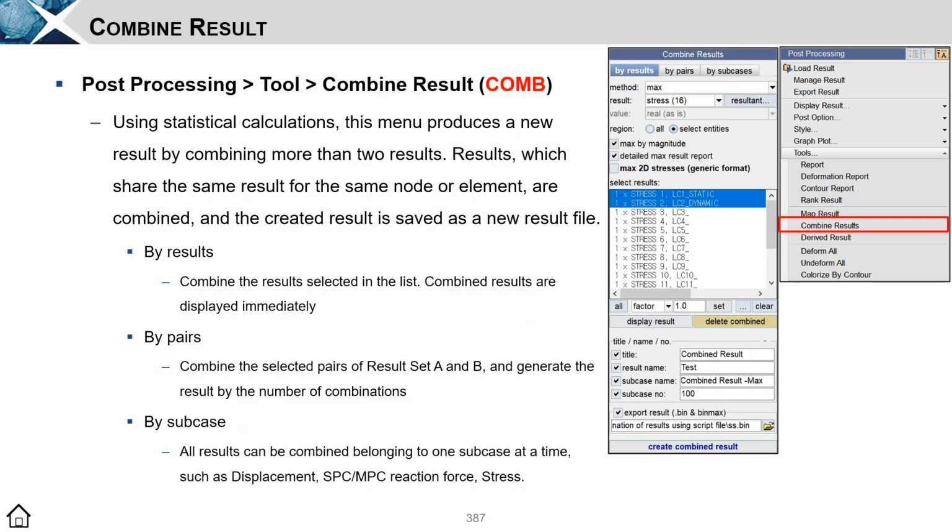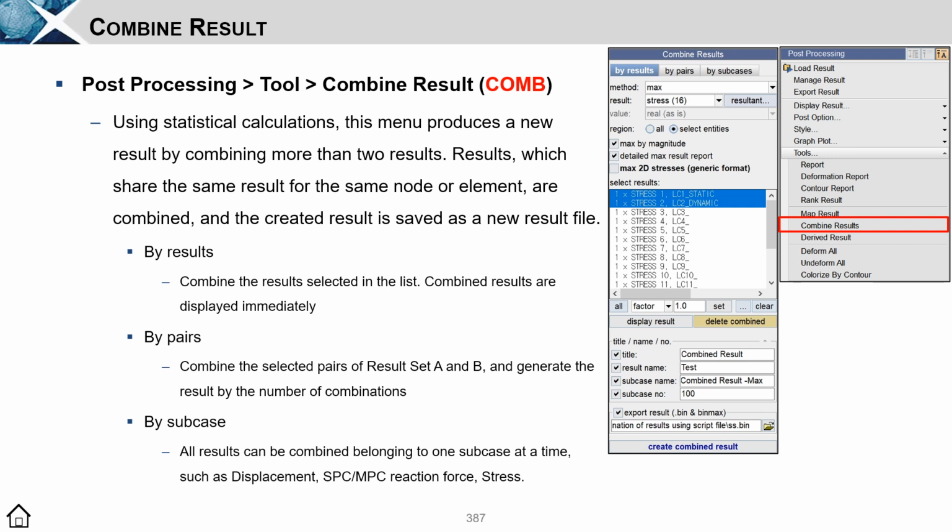Using statistical calculations, this menu produces a new result by combining more than two results. Results, which share the same result for the same node or element, are combined, and the created result is saved as a new result file. By results method, combine the results selected in the list. Combined results are displayed immediately.